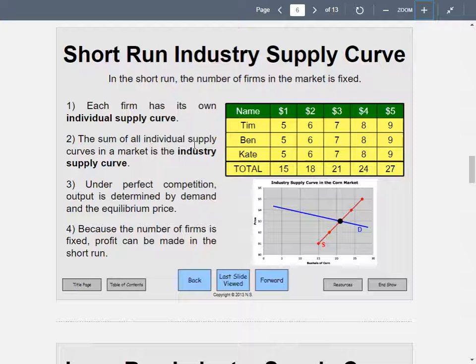The sum of all individual curves in a market is the industry supply curve. So our total would be how many apples, say for instance, are in the market at each individual price based on these three firms. Under perfect competition, output is determined by demand and the equilibrium price. So it's right there. Because the number of firms is fixed, profit can be made in the short run.